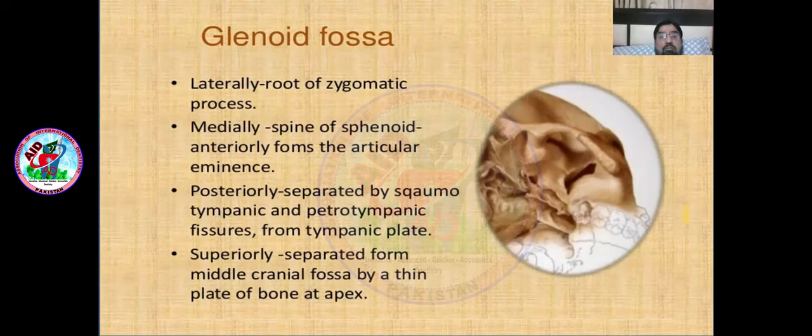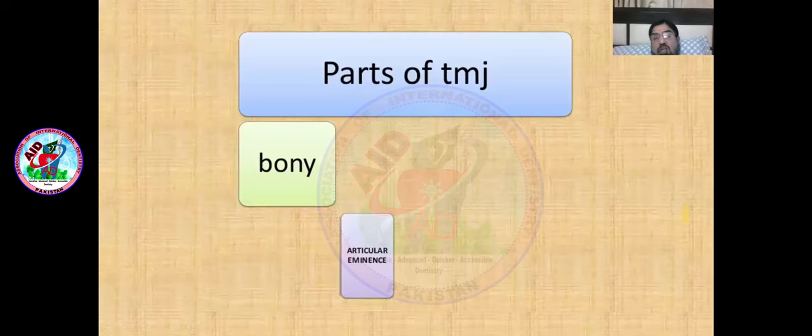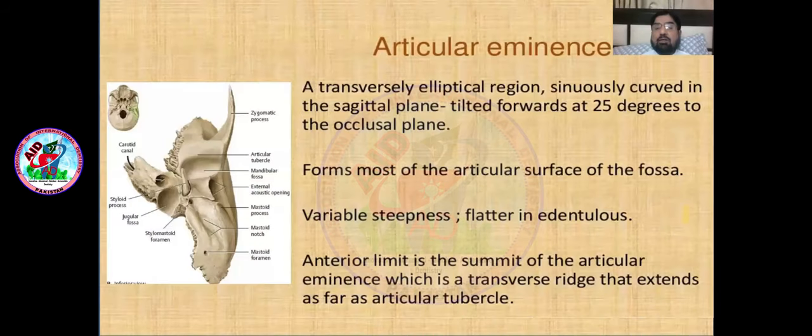Now, the third very important thing is histology. That is the temporal bone area. This is the lining of the articular fossa, and that is the articular space. That is the articular surface of the glenoid fossa. Now, next is the articular eminence. Articular eminence is the end point of the temporomandibular joint in the temporal fossa.